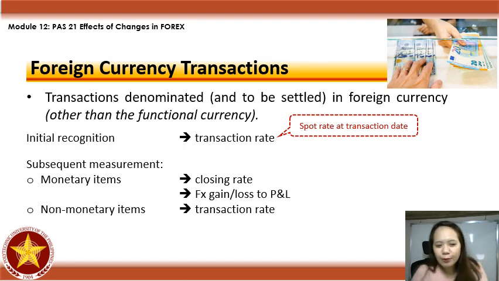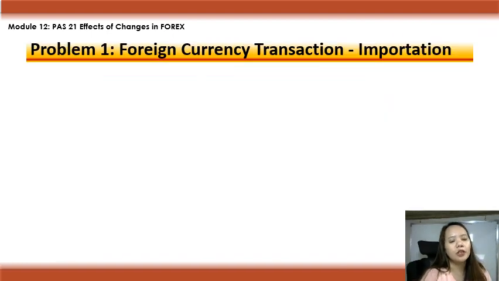So, kapag non-monetary items naman, kung ano yung initial recognition mo as of date of transaction, yun na siya. You don't restate. You don't retranslate. Kaya importante malaman, monetary or non-monetary.